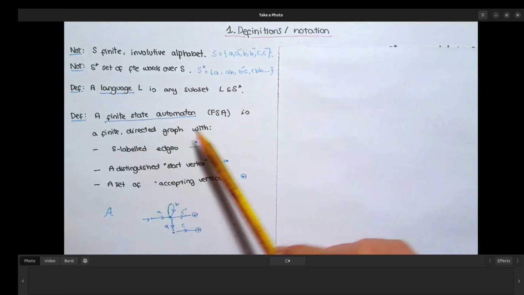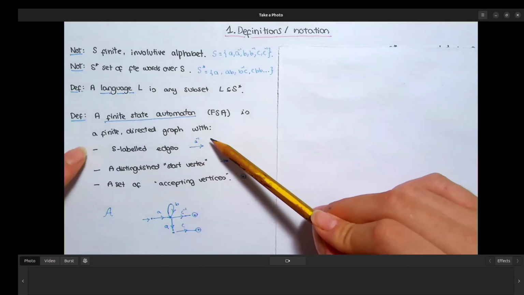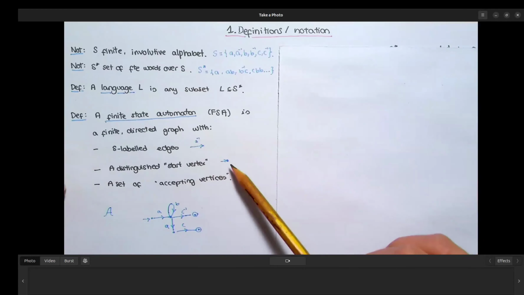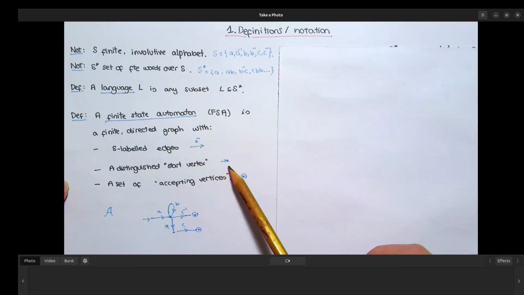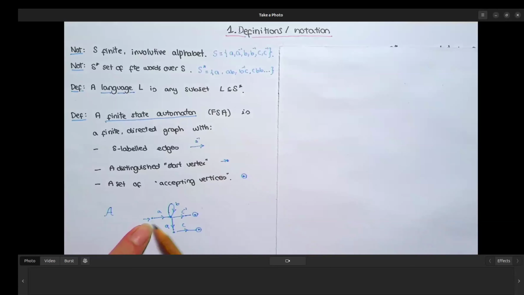A finite state automaton is a finite directed graph that has some decorations, and the decorations are edges that are labeled by the elements in the alphabet S, a distinguished vertex that we call the start vertex, which we denote with this little incoming arrow, and a set of accepting vertices that are denoted with this double circle. An example of such a finite state automaton would be this one, that has one start vertex, two accepting vertices, and then two other non-special vertices, and has labeled edges between these vertices.